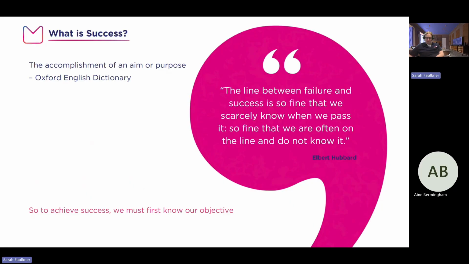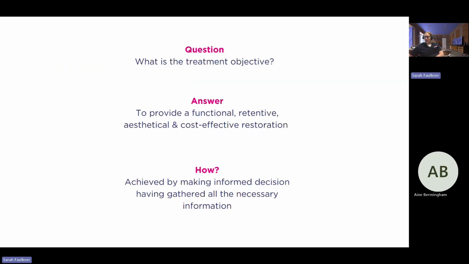We are striving for success, but we can sometimes miss achieving our set out aim or objective. So to be able to achieve success, we need to know what our objective is. So the question we need to ask ourselves: what is the treatment objective that we're heading out to accomplish? So the answer basically is to provide a functional, retentive, aesthetic, and cost-effective restoration.